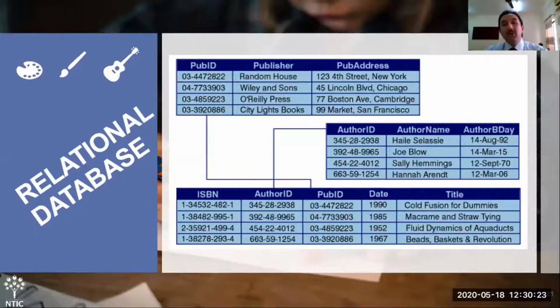If you want, for example, to see only the birthday about the author, there is no need to see the publisher ID, the ISBN, or the title. You can go to the table of the author. And if you want to see at the same time the birthday about the author together with the author ID, you should make a relationship between them.